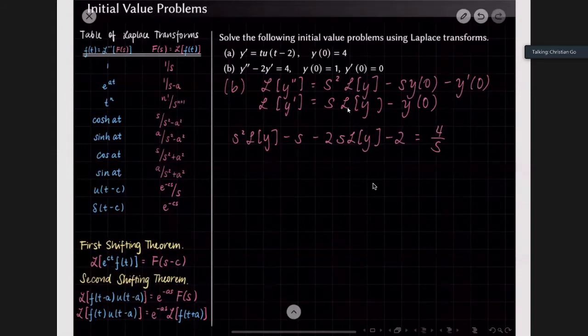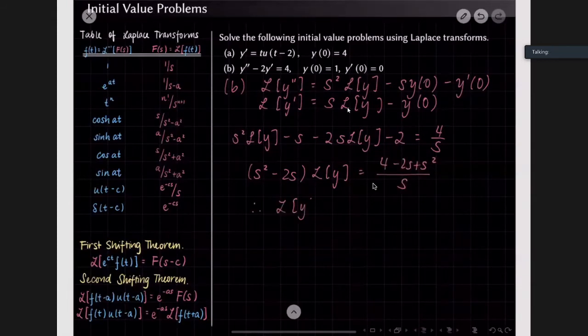I'm just going to isolate L of Y to its own side. Okay, I'm going to group that. I have (s squared minus 2s) times L(Y). Move the rest of the terms to the other side. This is equal to (4 minus 2s plus s squared) all over s. And so L(Y) is equal to (4 minus 2s plus s squared) over s squared times (s minus 2). This is our first stopping point. We have found the Laplace transform L of Y.